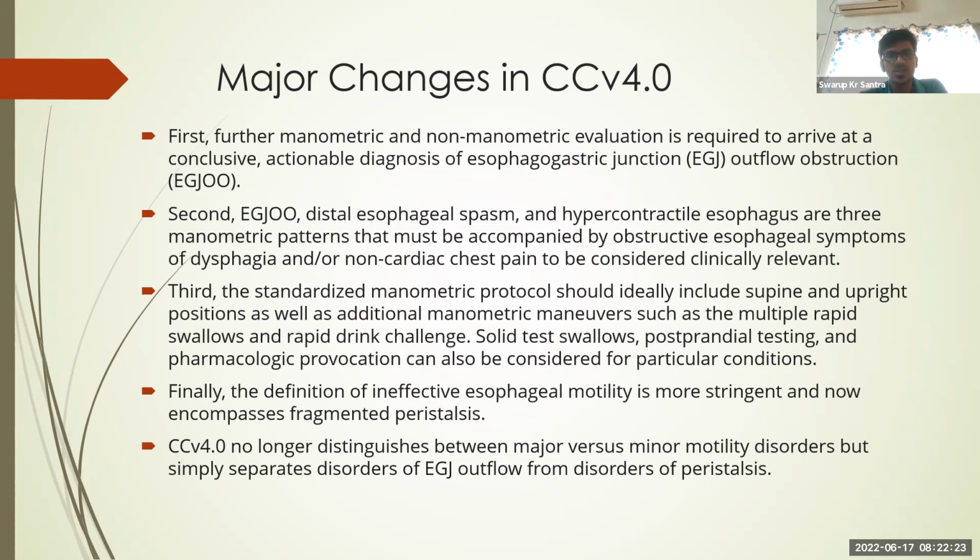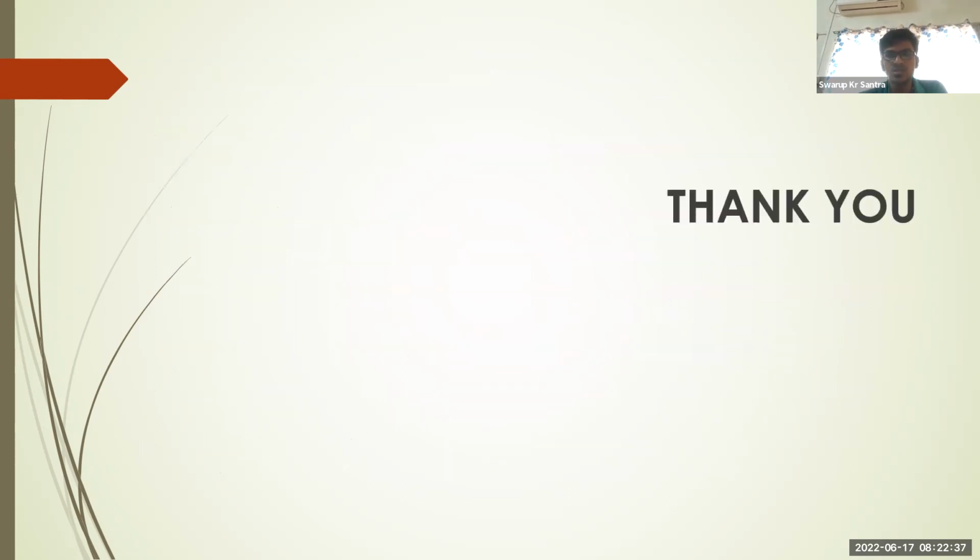And the definition of ineffective esophageal motility is more stringent and now encompasses fragmented peristalsis. And this fourth version no longer distinguishes between major versus minor motility disorders, and it simply separates disorders of EGJ outflow from disorders of peristalsis. Thank you, sir.